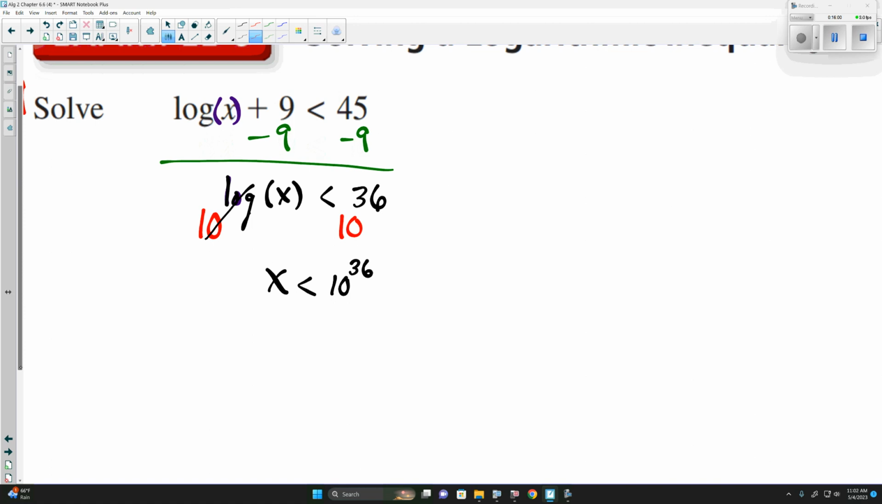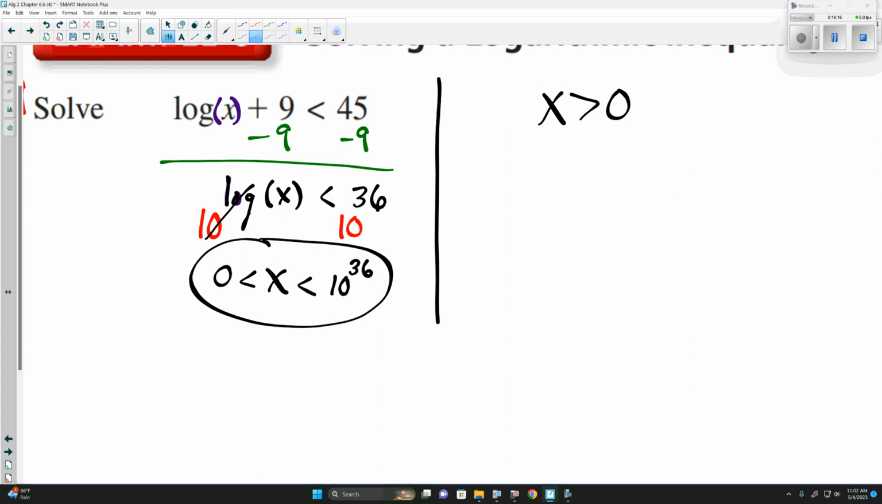Now, we didn't talk about the restrictions, but what's inside the logarithm is just x, and this needs to be greater than 0. So what that's telling us is that we do need to add the fact that 0 is less than x is less than 10 to the 36th. With exponentials? Okay. Any other questions on this here?